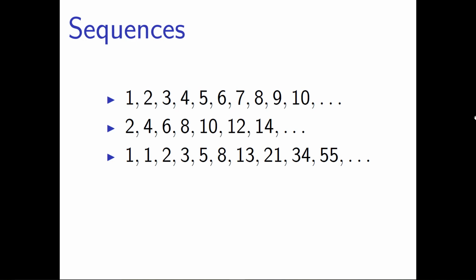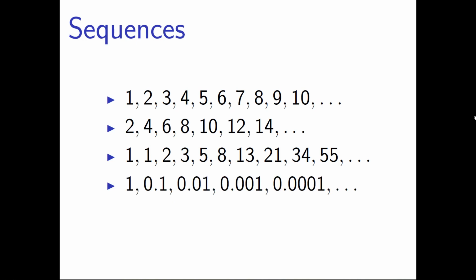1, 1, 2, 3, 5, 8, and so on. You might recognize this as the Fibonacci sequence, and this is defined recursively. That means that a value is dependent on, in this case, the two values before it. So you can see here 1 plus 1 equals 2, 1 plus 2 equals 3, 2 plus 3 equals 5, and so each number is the sum of the two previous numbers.